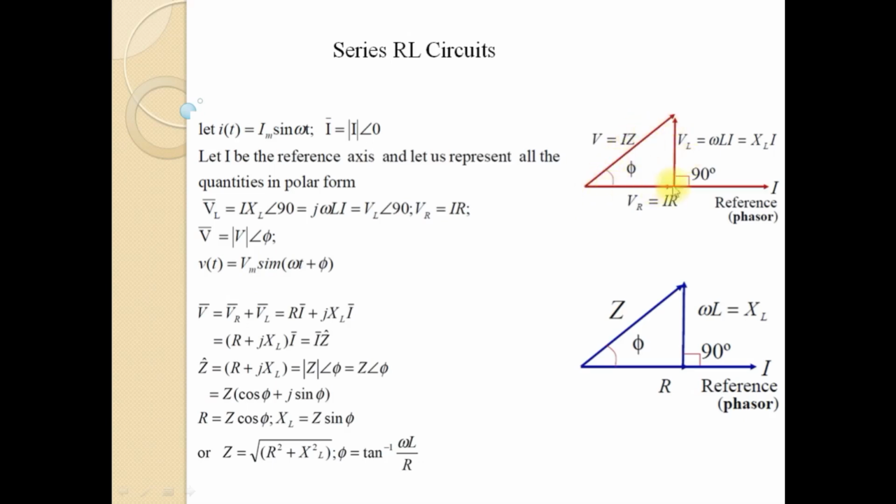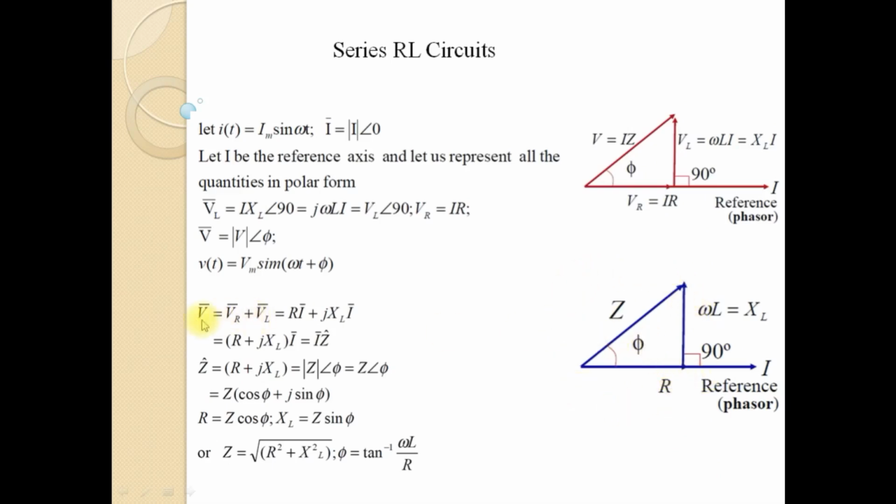Now, if you consider the phasor diagram here and if you scale it out, or divide all these magnitudes by I, you get this triangle. Here you can see that this magnitude divided by I will give you Z, here it will be XL, and here it will be R. That is how we are getting this phasor diagram, or the impedance triangle.